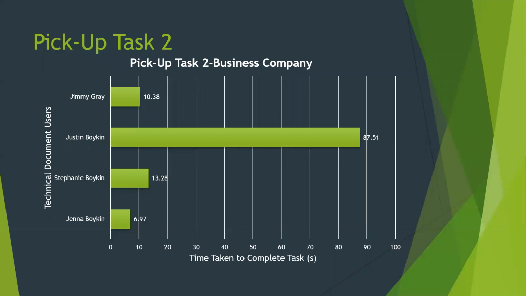This is the graph for the second pickup task. It was set up the same way as the first graph, but the task this time was to find where on the site it talks about how the Android 10 makes and types out recommended responses for you. Again, there was one major outlier, but the other times were extremely quick.